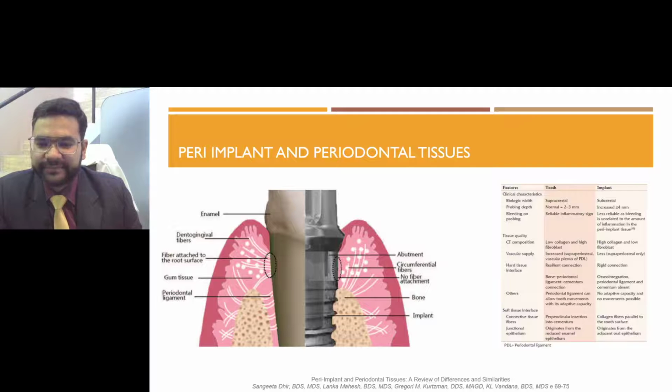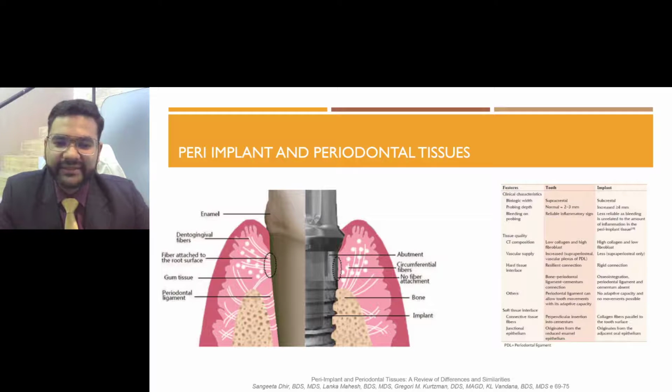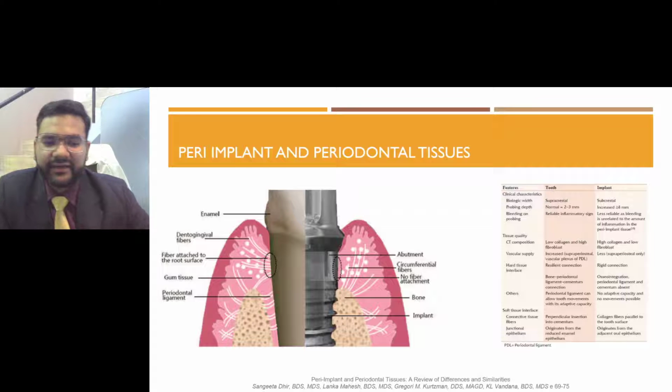So let's start. Implants contain a dense network of collagen fibers which run parallel, starting from the alveolar crest to the gingiva, in contrast to a tooth where the fibers are basically perpendicular. Fiber to metal surface contact has not been observed in the case of an implant, and hence the length of the supraalveolar connective tissue in an implant is also significantly larger than that of the tooth.